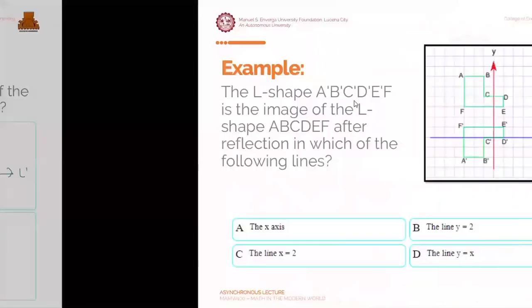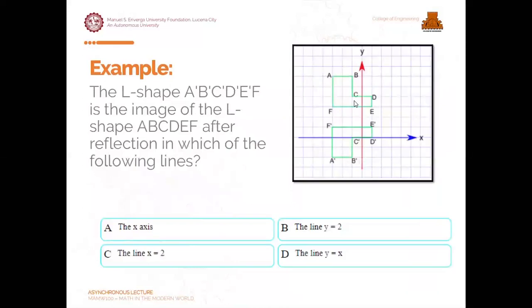Okay? Next, so we have the L shape A prime, B prime, C prime, D prime, E prime, and F prime is the image of the L shape A, B, C, D, E, F after reflection in which of the following lines. So pag nakita ninyo, from the original natin na position, so ito yung position niya. Tapos, nagkameron tayo ng image dito sa ilalim niya. So, again, kailangan imagine natin kung saan pwede magkameron ng mirror line dito.